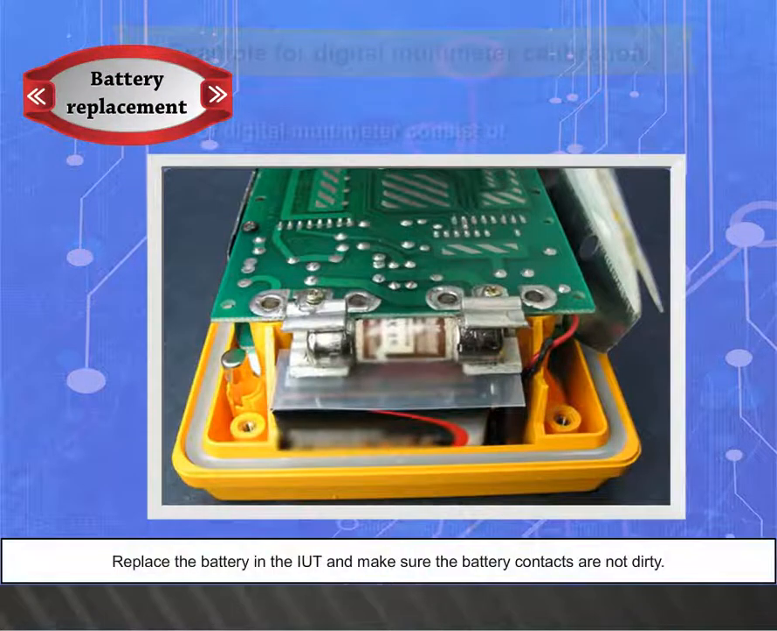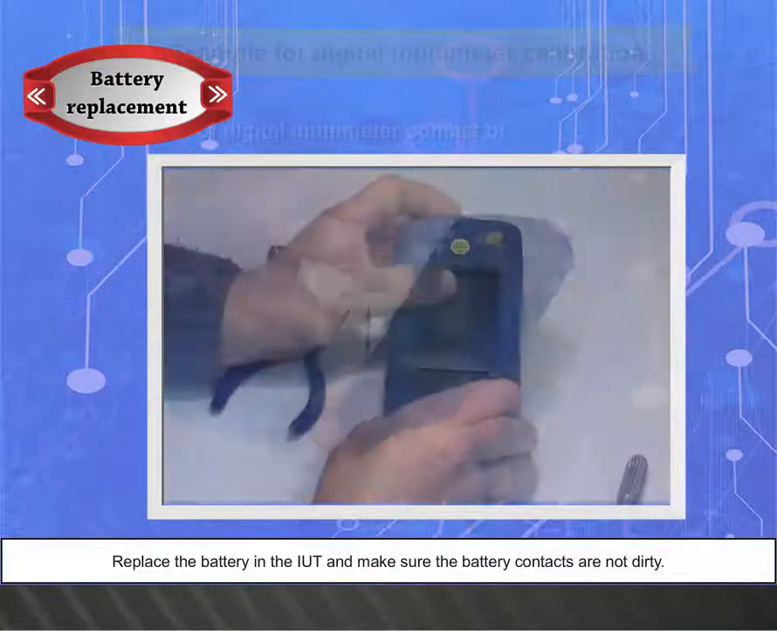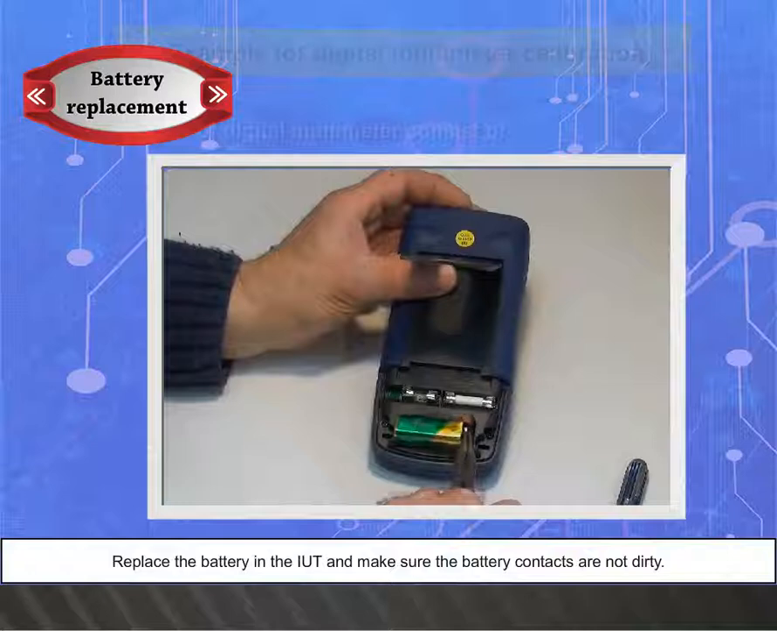Battery replacement. Replace the battery in the IUT and make sure the battery contacts are not dirty.